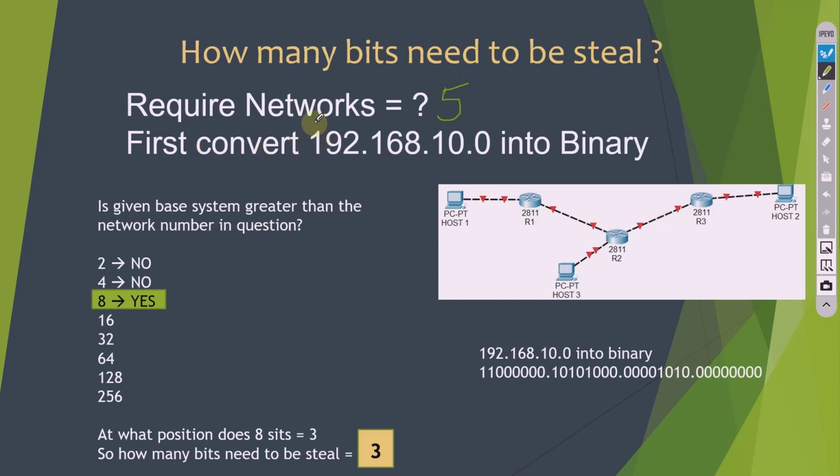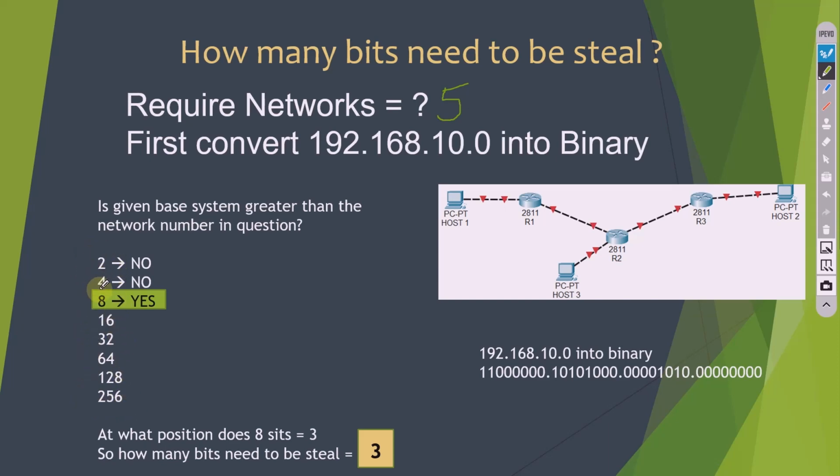First convert this decimal, the IP address, into binary, because we have already done this and you can do it. If you don't want to watch, just pause the video and convert this decimal into binary yourself. But I have already done it for you here. As you can see, I converted this IP address into the binary format because we are going to need it. After that is the given base system. We have already talked about this, it is our base 2 numbering system.